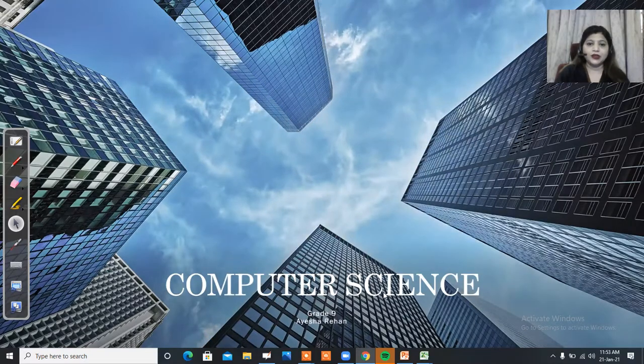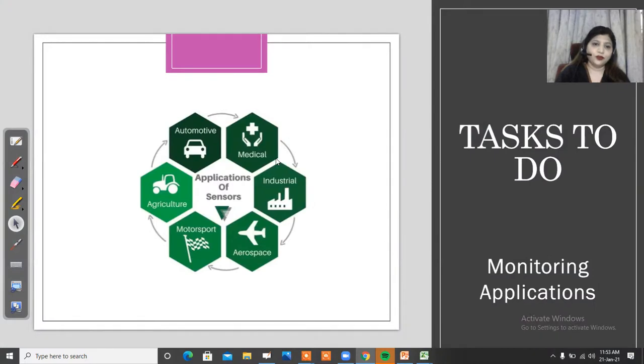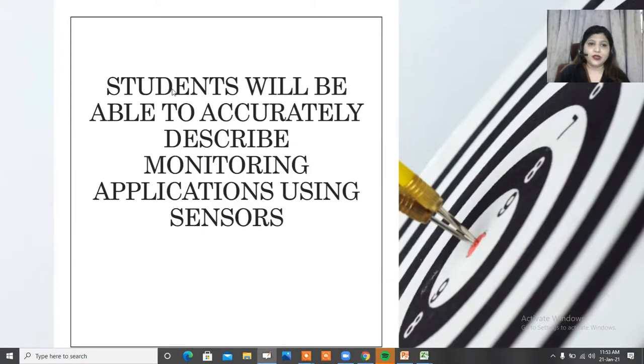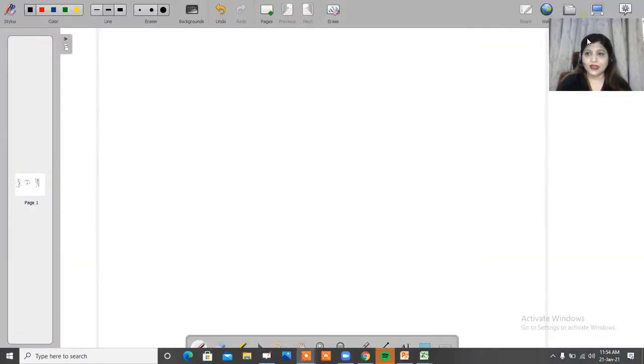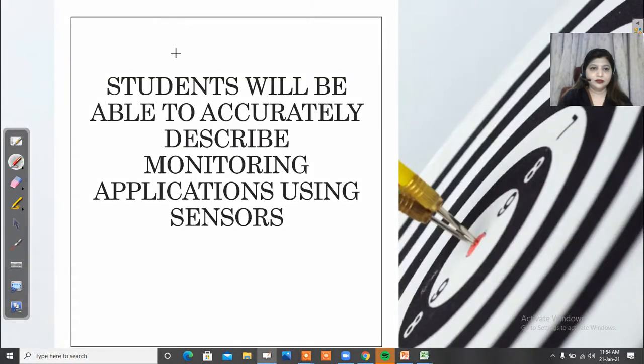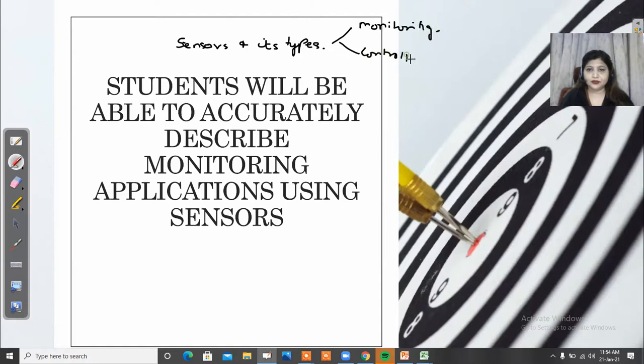So, moving to the topic, what exactly are we going to do today, since we are already done with the sensors and their types. Today we are going to study practical applications, a little more detail about what we mean by monitoring sensors and controlling sensors. And I will be giving you things to do at the end of the class also. By the end of the class today, you will be able to describe monitoring applications using sensors. So are we all ready?